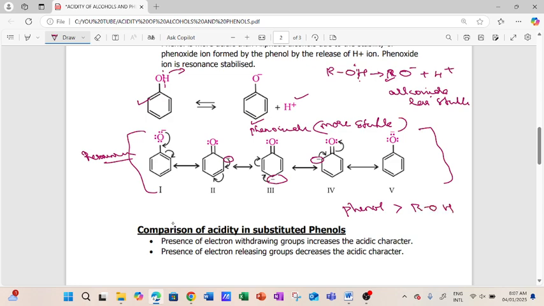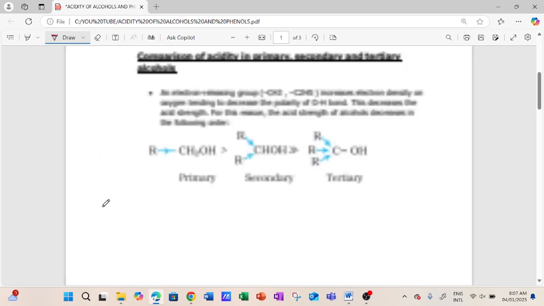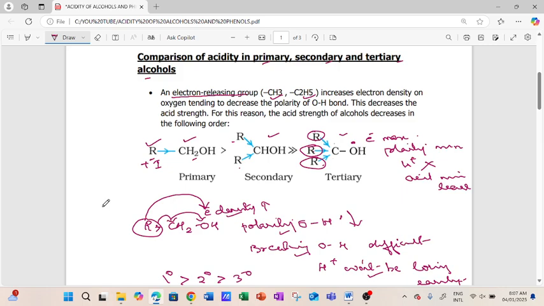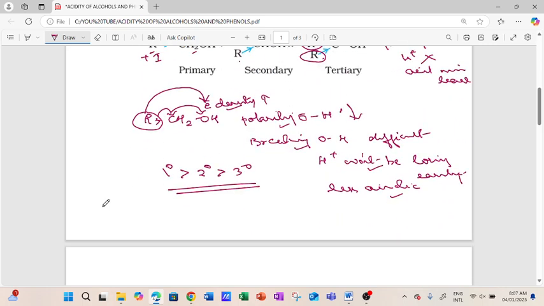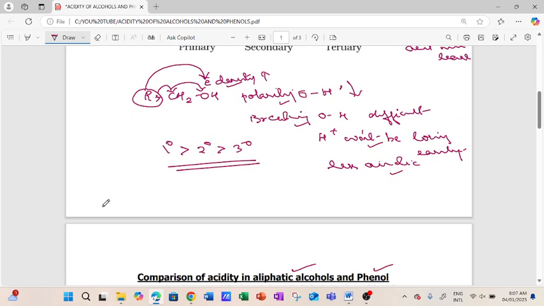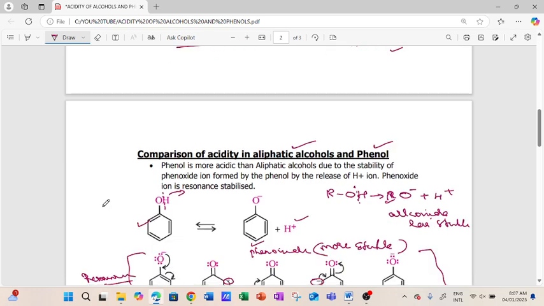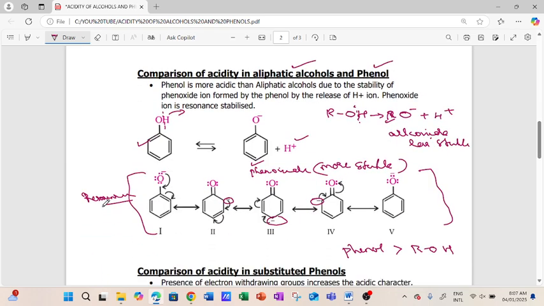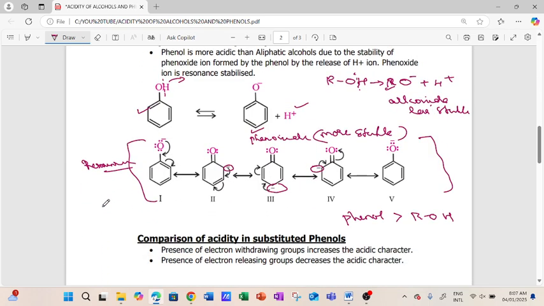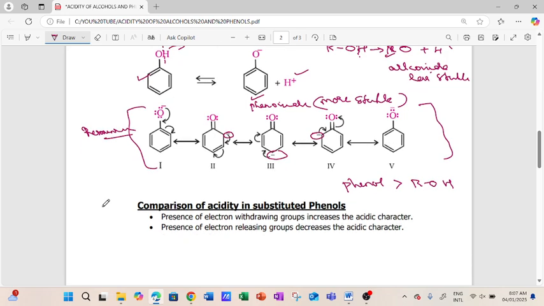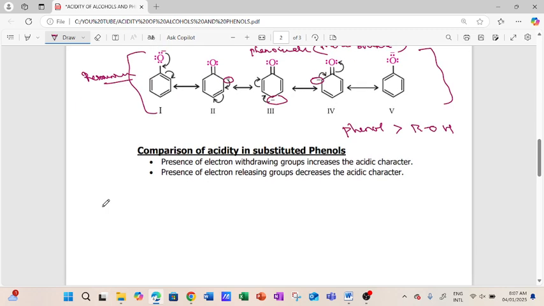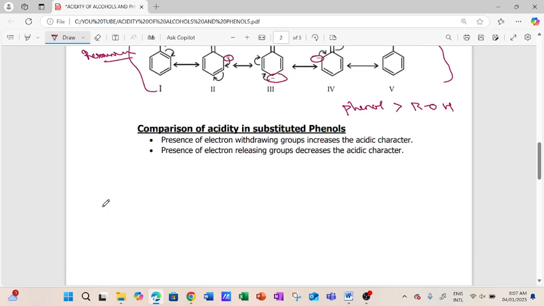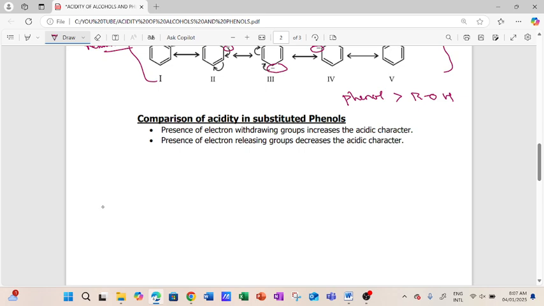So the first comparison is between different types of alcohols like primary, secondary and tertiary. We concluded primary is more acidic than secondary, than tertiary. The second comparison I made between aliphatic and aromatic. Here we concluded aromatic alcohols are more acidic than aliphatic alcohol due to the stability of phenoxide ion. Third, I am going to compare between different types of aromatic alcohol.